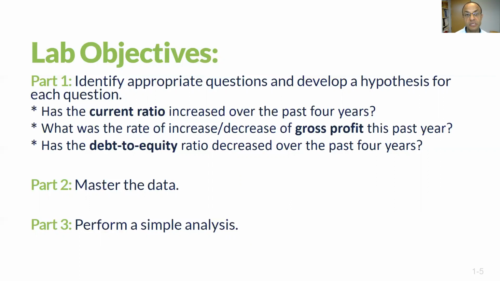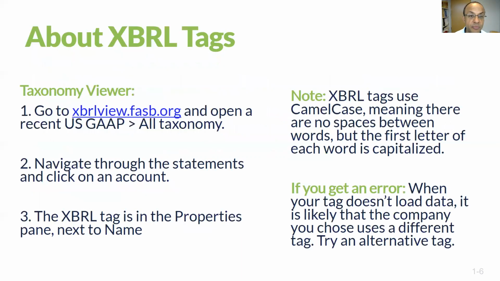As we said in the IMPACT model, we need to identify the question. If we talk about profitability, the current ratio, the gross profit, and the debt to equity ratio might help to give you an idea about the profitability of the company. Second, we need to master the data. So what shall we do?